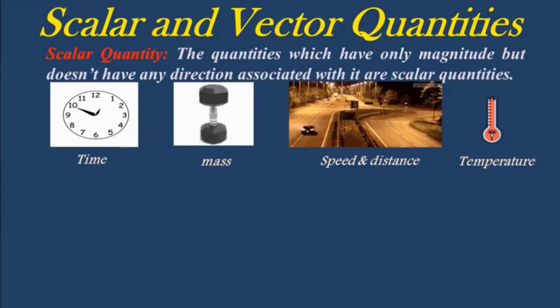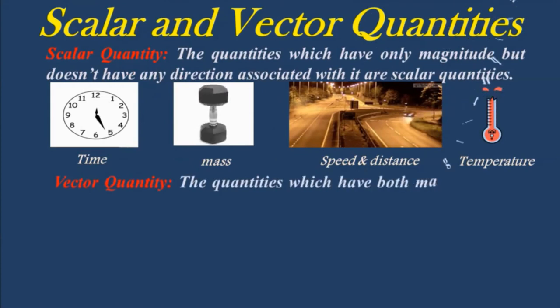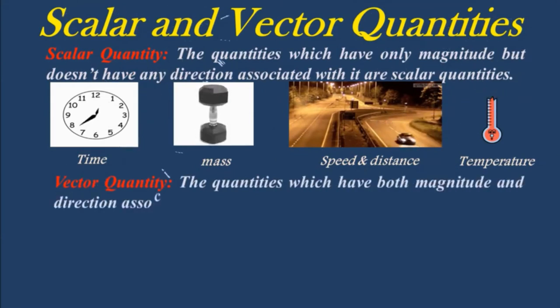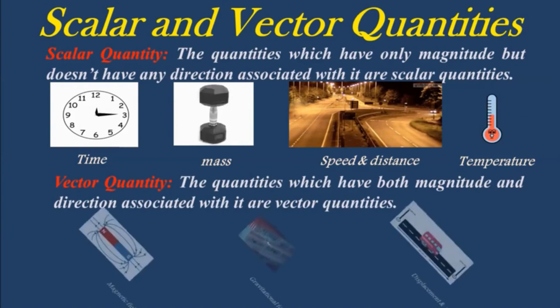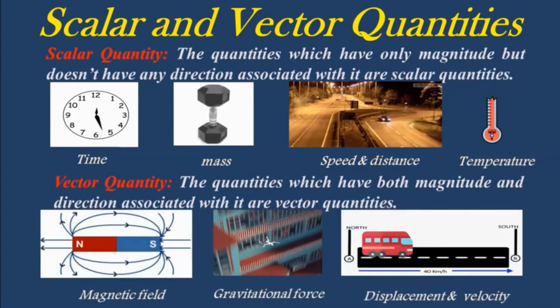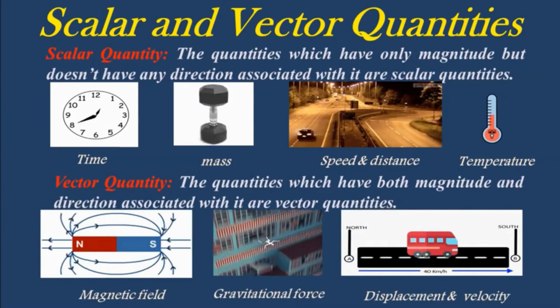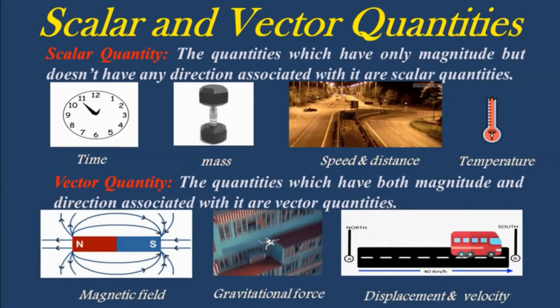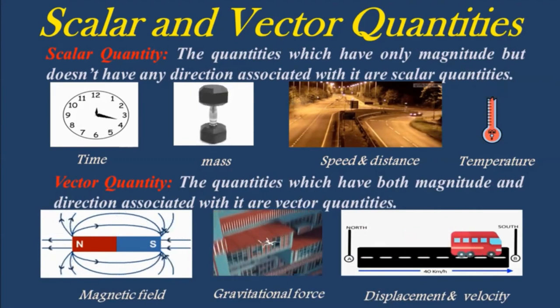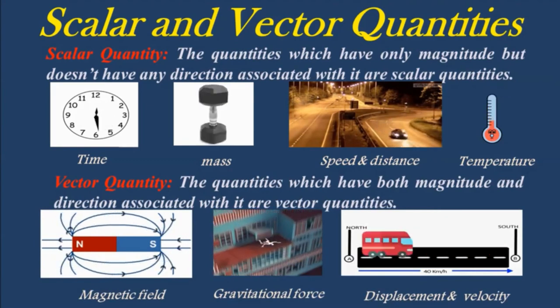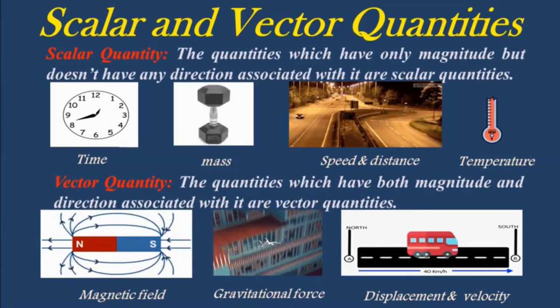Now, vector quantity. The quantities which have both magnitude and direction associated with it are vector quantities. Examples: magnetic field, gravitational force, displacement and velocity. All these quantities are called vector quantities because they have magnitude and direction.